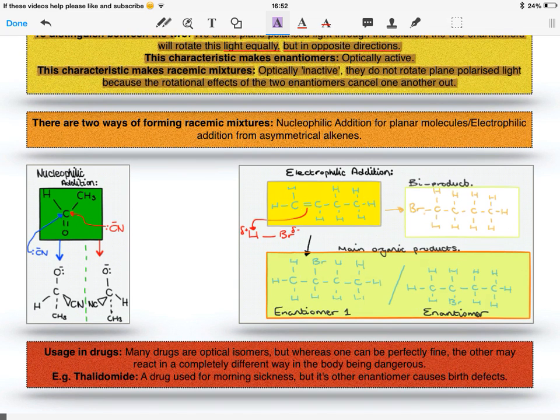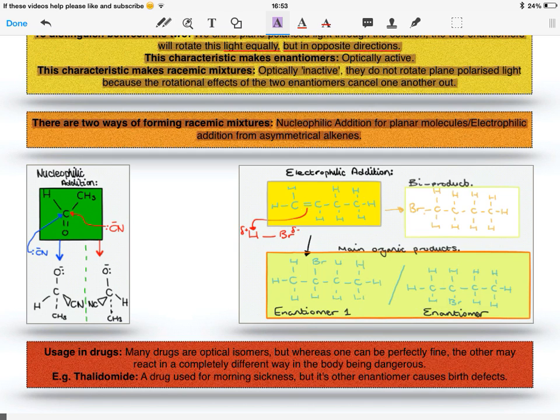So there's 2 ways then of forming racemic mixtures, and these are nucleophilic addition for planar molecules and electrophilic addition for asymmetrical alkenes. In the spec it only actually includes the nucleophilic addition route, but as a stretch and challenge I've seen a few times they've asked for electrophilic addition, so you're kind of getting a head start here.